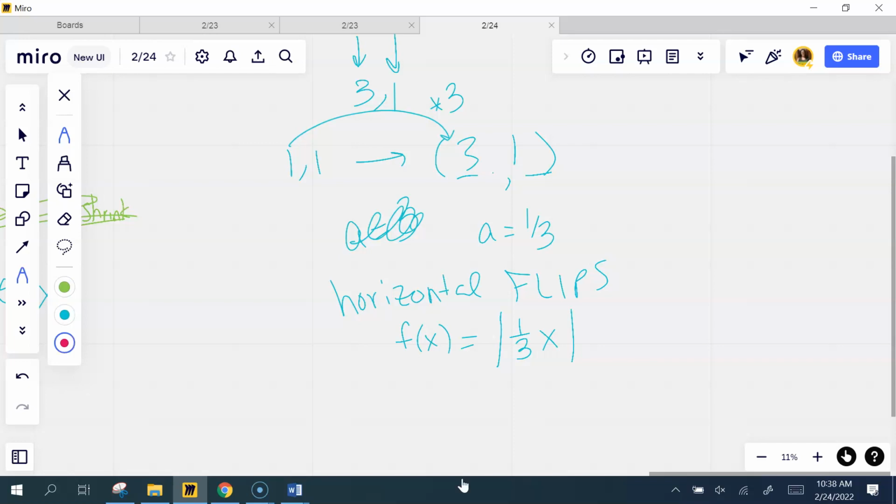Because your stretch or shrink factor is always the flip of this. Remember, look at your sheet. If you're horizontal and your A is less than 1, then you're a stretch. So this is a horizontal stretch. These take some practice. Absolute value. We didn't do them all. I was just showing you how to pick the difference.